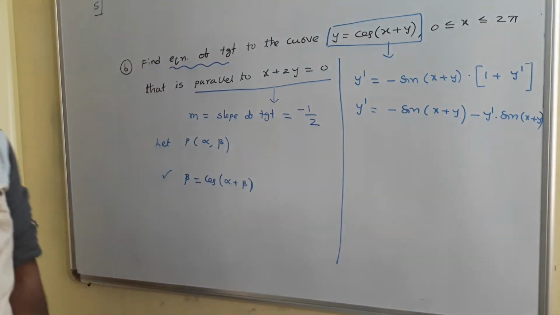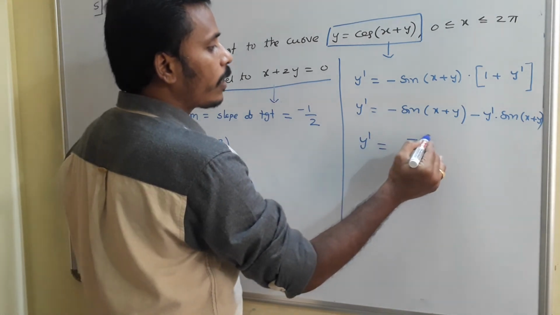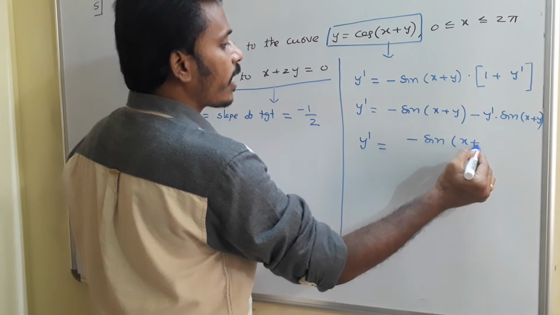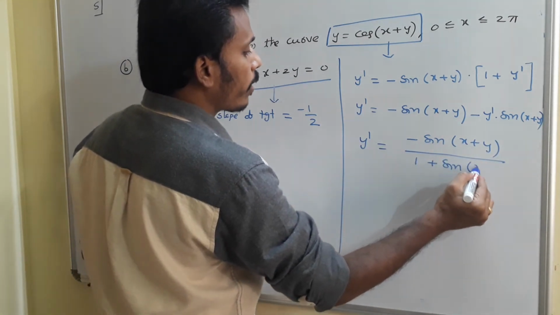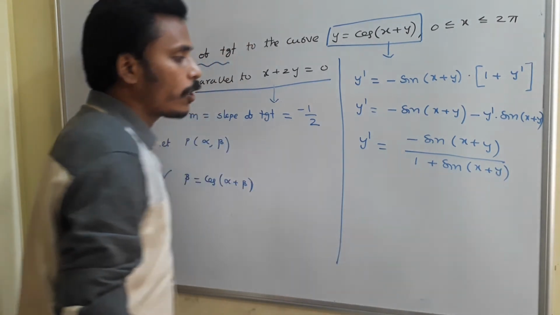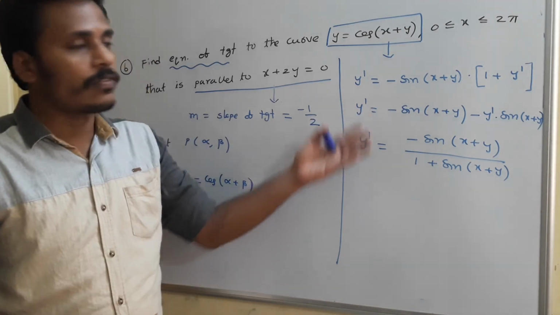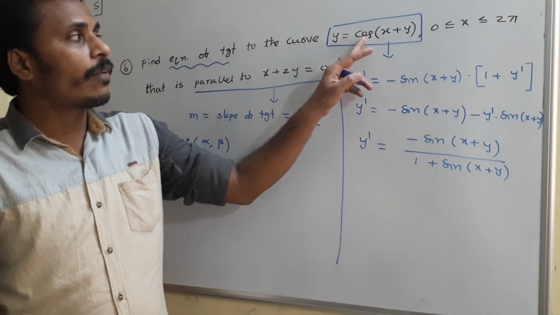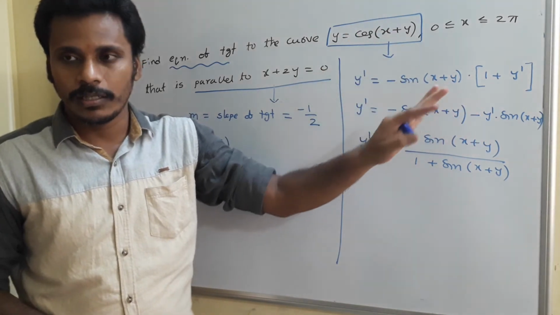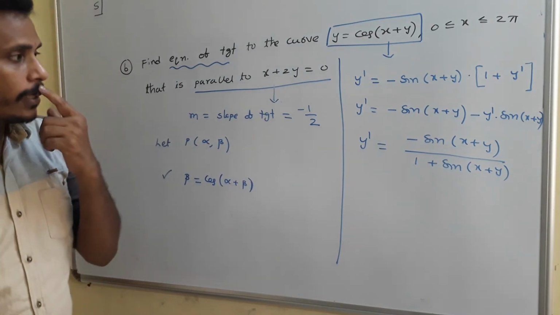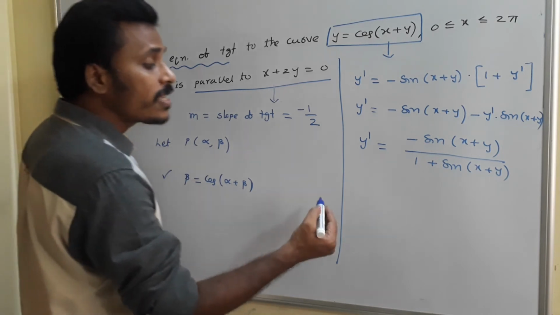To make y dash the subject, send this term to the left side, and at the end you will get y dash equals minus sin of x plus y divided by 1 plus sin of x plus y. You need perfect knowledge of differentiation and the derivative, right? If you have that perfect knowledge, then only it is easy for you to solve. To apply derivative for cos of x plus y, for cos it is minus sin, and for x plus y also we need to apply it, just the chain rule of differentiation. And then y dash is minus sin of x plus y by 1 plus sin of x plus y. This is y dash. Then what is m?